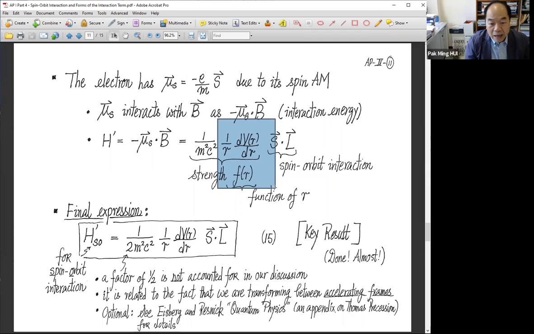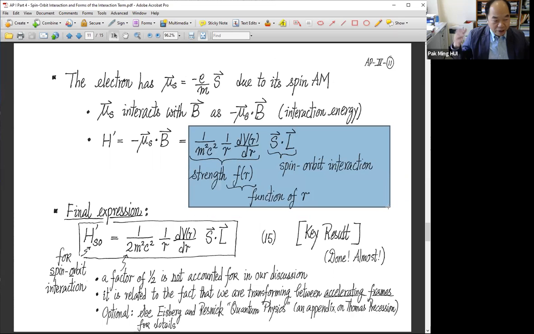Okay? And if you plug in the Coulomb thing, 1 over R, then you will find another 1 over R squared that will give you the 1 over R cube that we saw previously. Okay? So this is the end of the story. We have found it, done, within our argument.